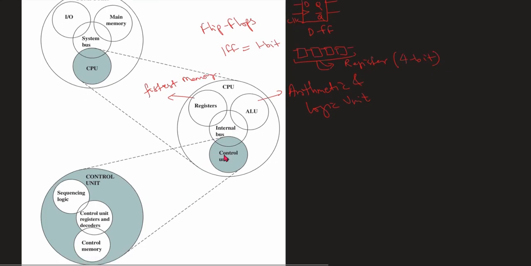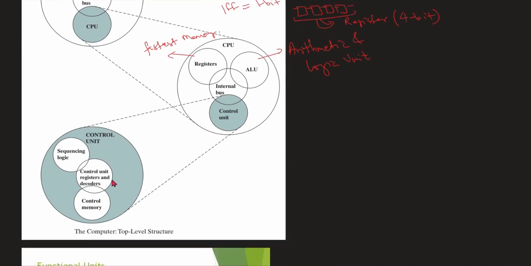Further, the control unit is explained here. Inside the control unit, what are the different components? There is sequencing logic, there are control unit registers and decoders, and there is a control memory. These are the different components. Sequencing logic will be used to sequence different operations. Control unit registers: how to control the register values, when to read the data and write the data into the registers, and how to decode the values.